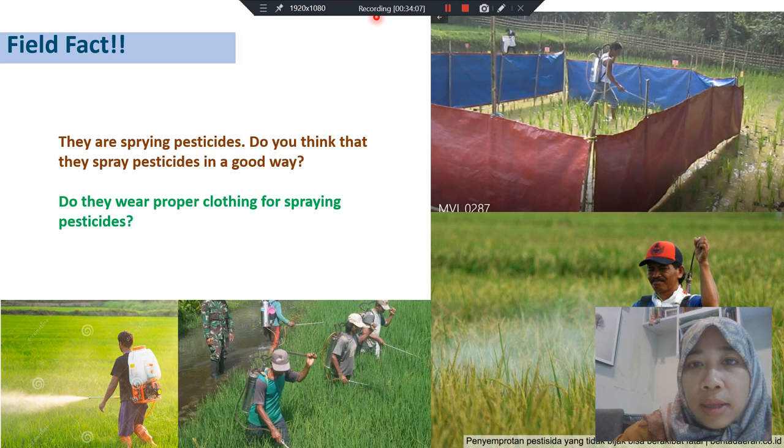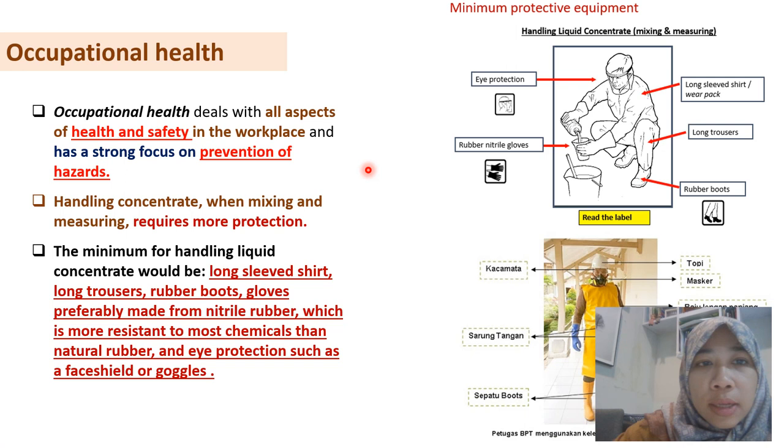This is the field fact that we get from the field, and this is occupational health. Occupational health deals with all aspects of health and safety in the workplace, and has a strong focus on the prevention of hazards. So this is related to health and safety: what should we wear if we work with synthetic pesticide, and how to prevent exposure to the synthetic pesticide itself.